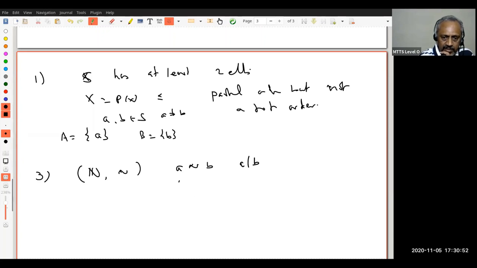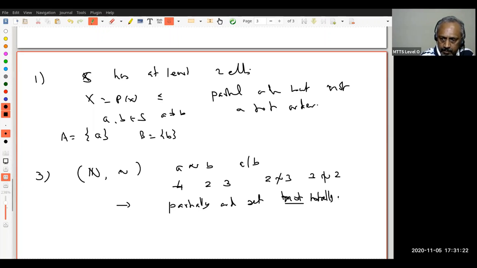Now you can see if I take 2 and 3, 2 is not related to 3 and 3 is also not related to 2. Why? Because 2 does not divide 3 and 3 does not divide 2. You follow that? Therefore, this is again an example of a partially ordered set and not totally ordered. Not at all totally ordered.